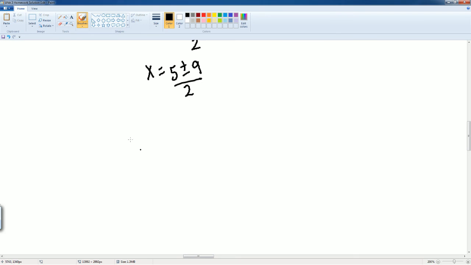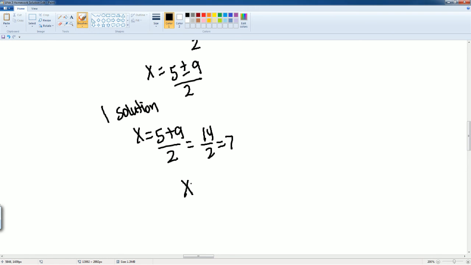So your first solution will be x is equal to 5 plus 9 over 2. Let's do that. 9 plus 5 is 14 over 2, so this gets you 7. So x is equal to 7 is my first solution.